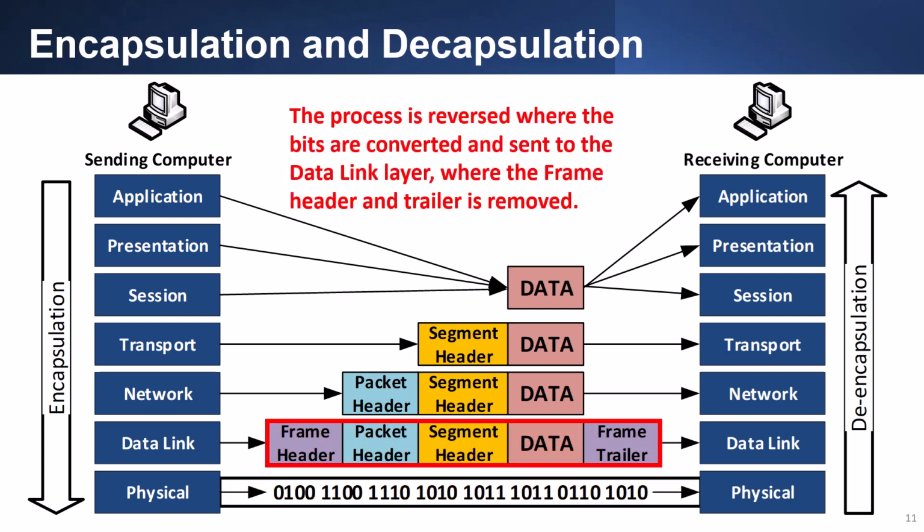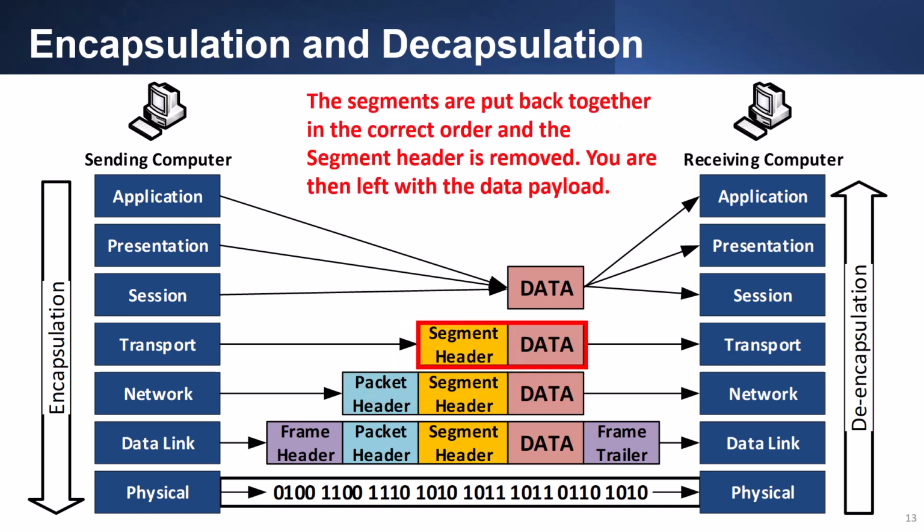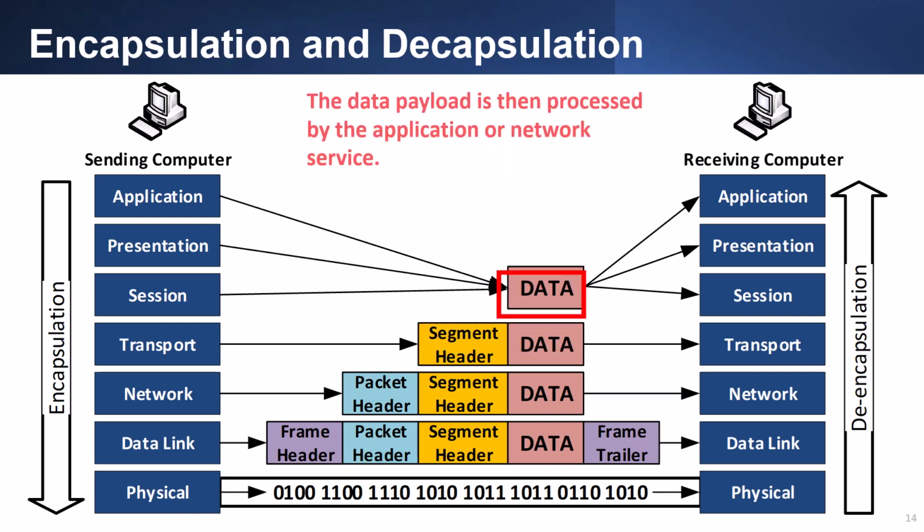The process is reversed where the bits are converted and sent to the data link layer where the frame header and trailer is removed. When it reaches the network layer, the packet header is removed. The segments are put back together in the correct order and the segment header is removed. You are then left with the data payload. The data payload is then processed by the application or network service.